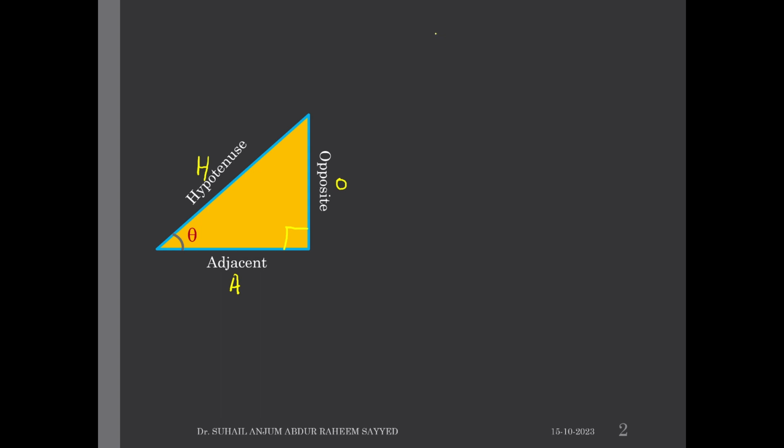Then we have basic 6 trigonometric ratios. The first one is sine, so we denote it by sine of theta, which is nothing but the opposite side to this particular angle theta divided by hypotenuse. So it will be O divided by capital H.